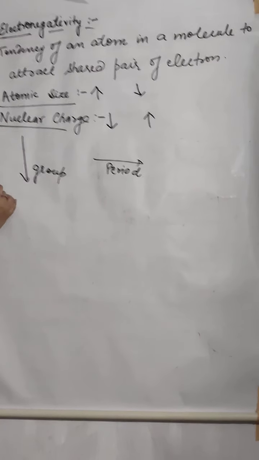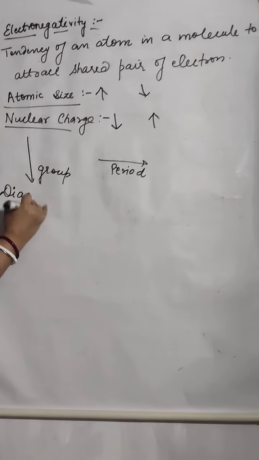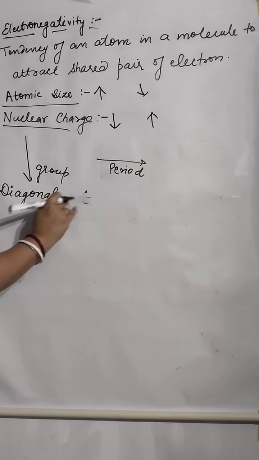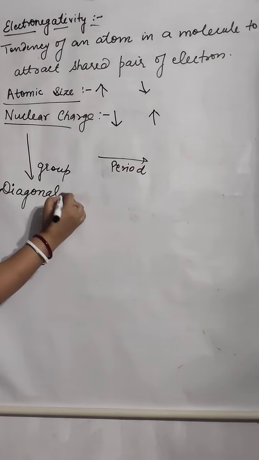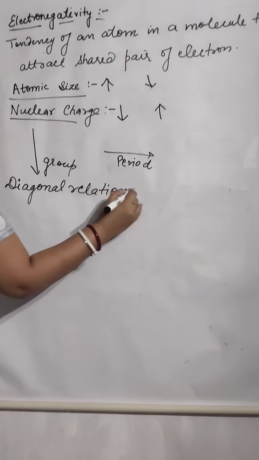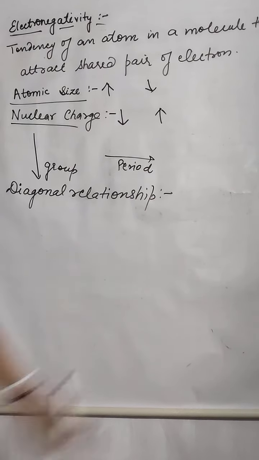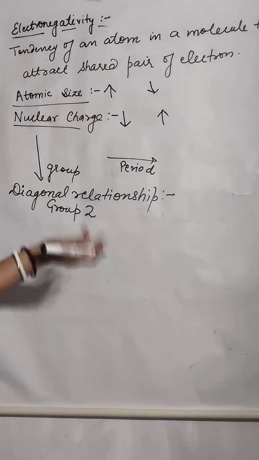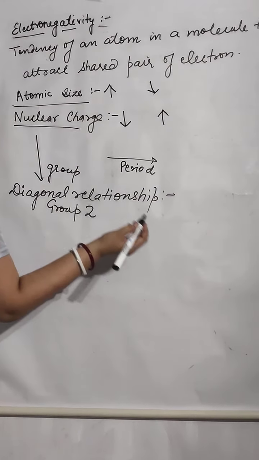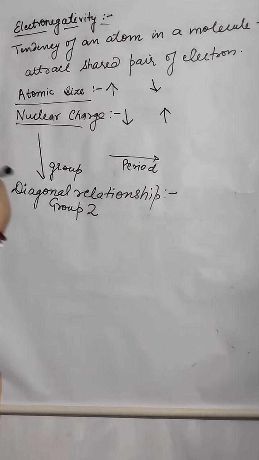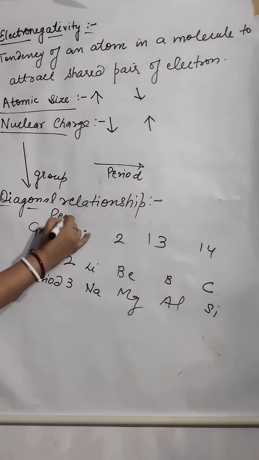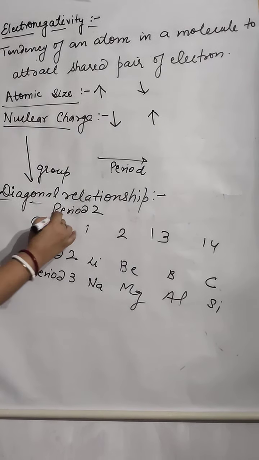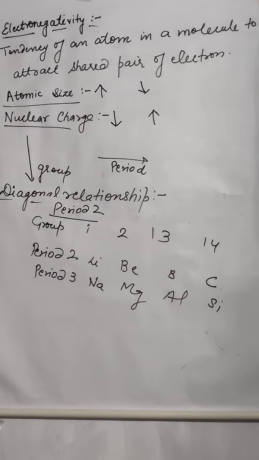The next topic, which was there in your class 9th, is diagonal relationship. What is diagonal relationship? The period 2 elements show resemblance in properties with the next group of period 3. Sorry, I thought I had said group 2, but this is period 2 elements.